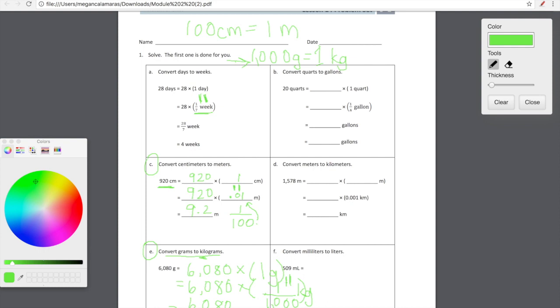Let's simplify that. Another way we can say this is 6,080 divided by 1,000. You know when we divide a number, it's going to get smaller, so we're going to move it to the right on the place value chart. We're actually going to move it 3 digits to the right, and we're going to end up with 6.08 kilograms. 6,080 grams is equal to 6.08 kilograms.